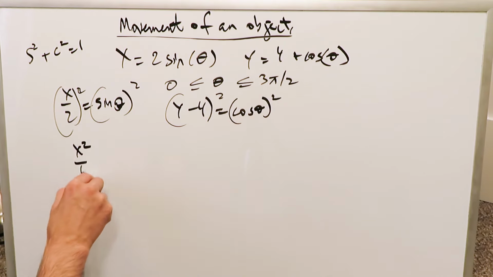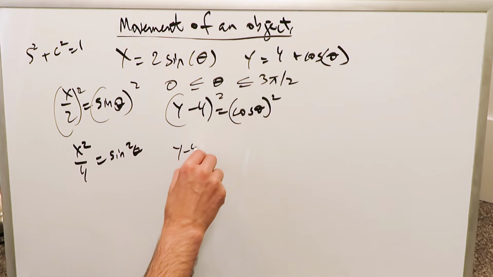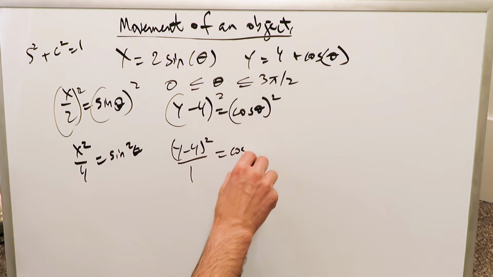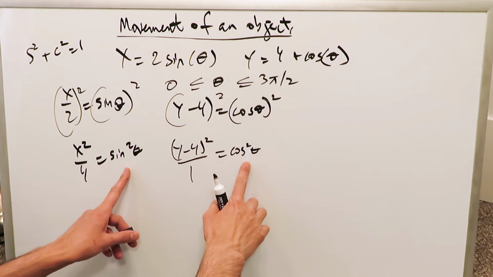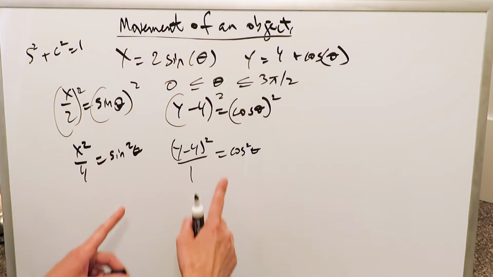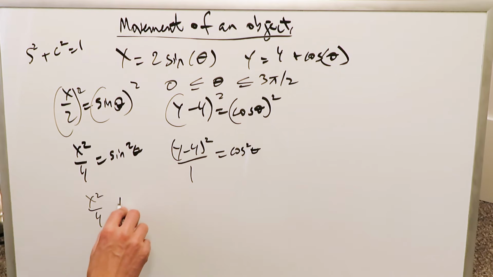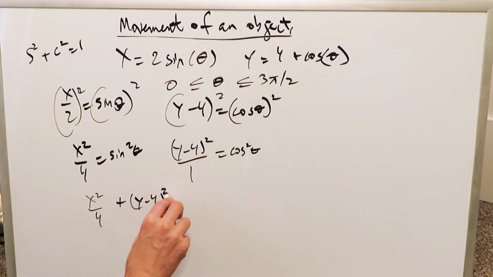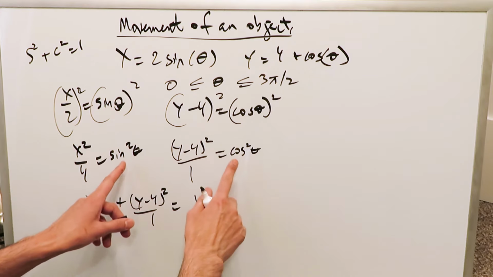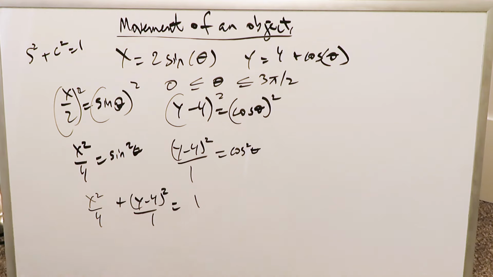I have x squared over 4 is equal to sine squared theta. Here I have y minus 4 whole squared over 1 is equal to cosine squared theta. In all instances, these two add up to 1. Therefore, what they represent should also add up to 1. I'll have x squared over 4 plus y minus 4 whole squared over 1 is equal to 1, because the identity sine squared plus cosine squared equals 1.